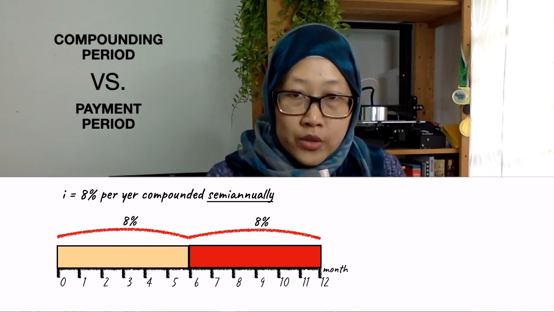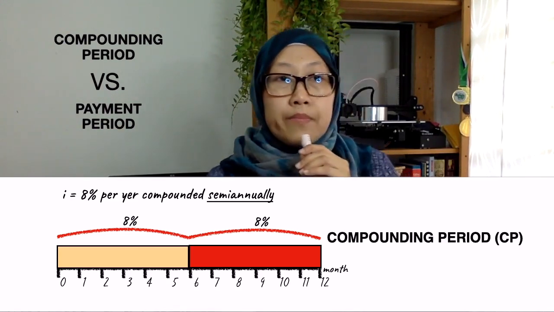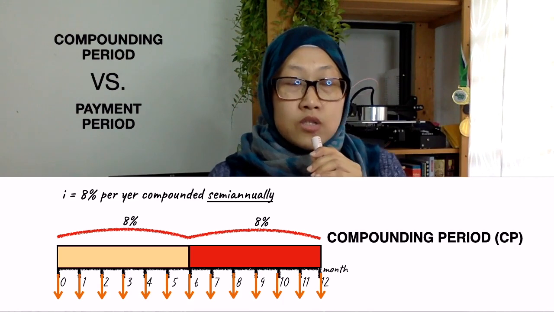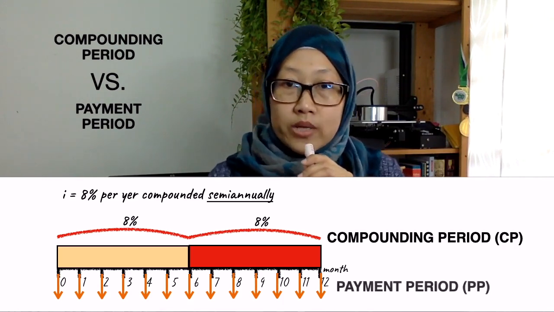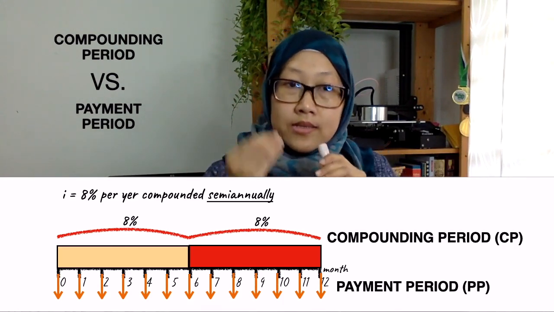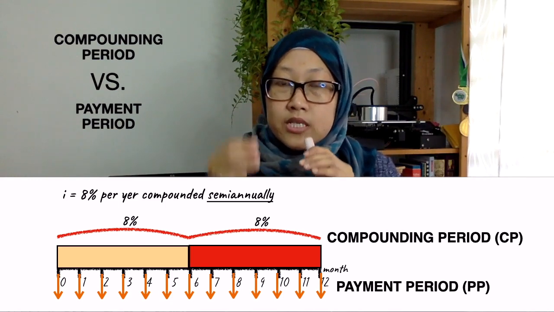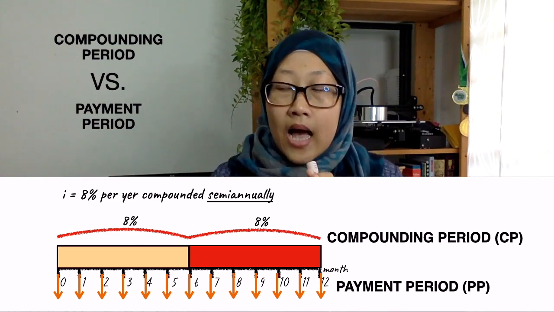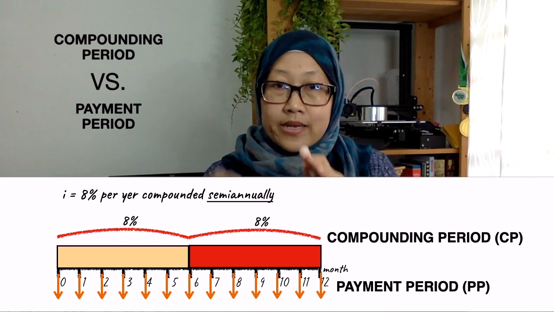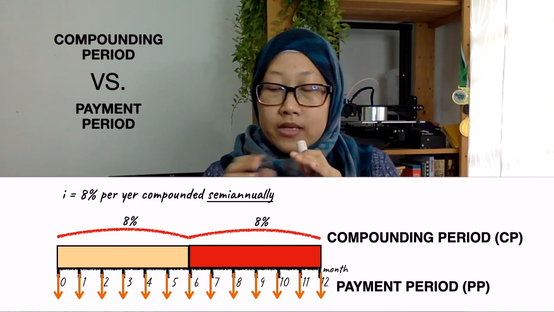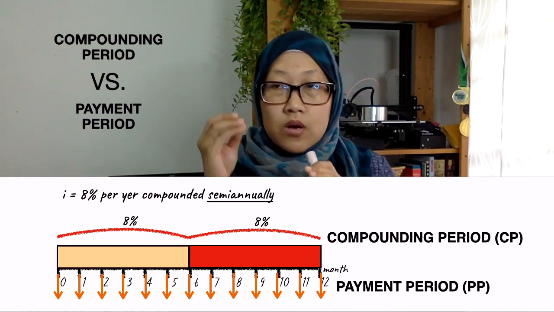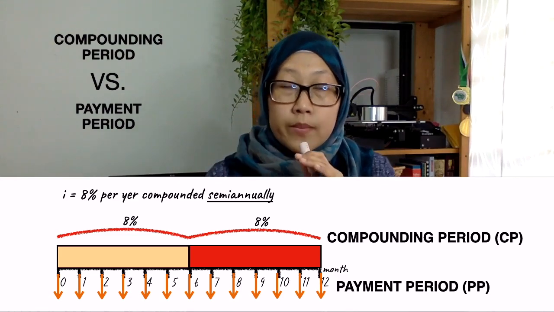But you have to repay the loan to the bank on monthly basis. So that monthly payment is known as payment period. So exercises after this will look into detail on how we can calculate or analyze the cash flow when it involves compounding period and also payment period.